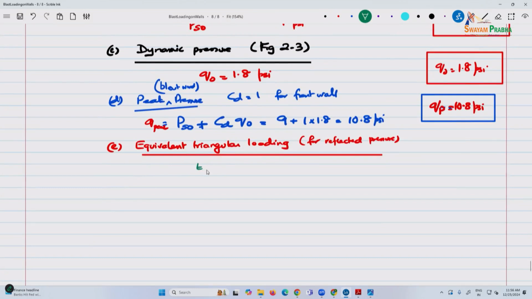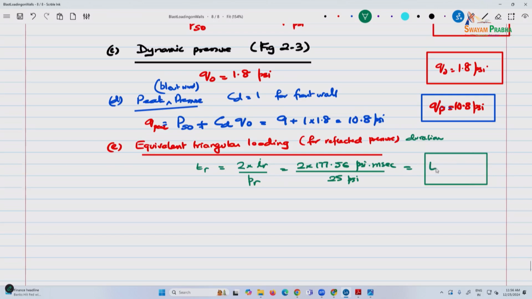Now we have seen that this is TR, this is duration. So TR is 2 times the reflected impulse divided by PR. So this is 2 times 177.56 milliseconds divided by 25 psi. So this comes to TR is 14.2 milliseconds.